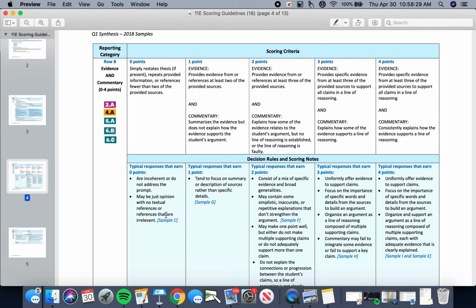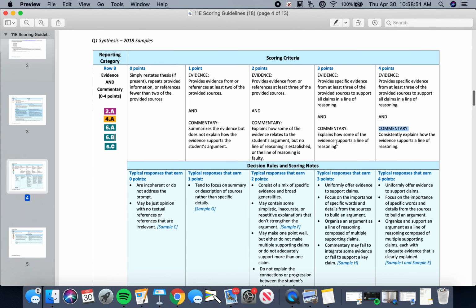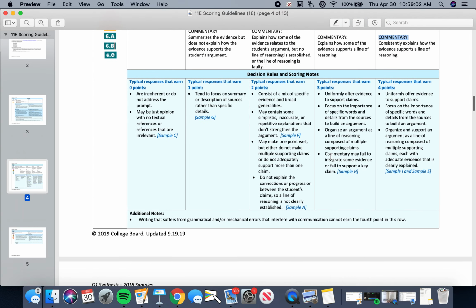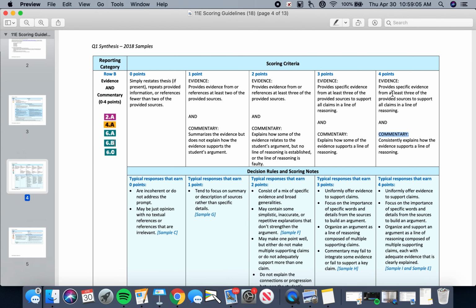The next 4 points are given according to evidence and commentary, just like the argumentation essay, just like your rhetorical analysis essay. Do you have evidence to support your assertions? Do you have commentary that explains that evidence uniformly? Obviously, your evidence in this style of writing needs to rely heavily on references to the sources, engagement with the information in the sources. You need to use at least 3 of the sources to support your claims.